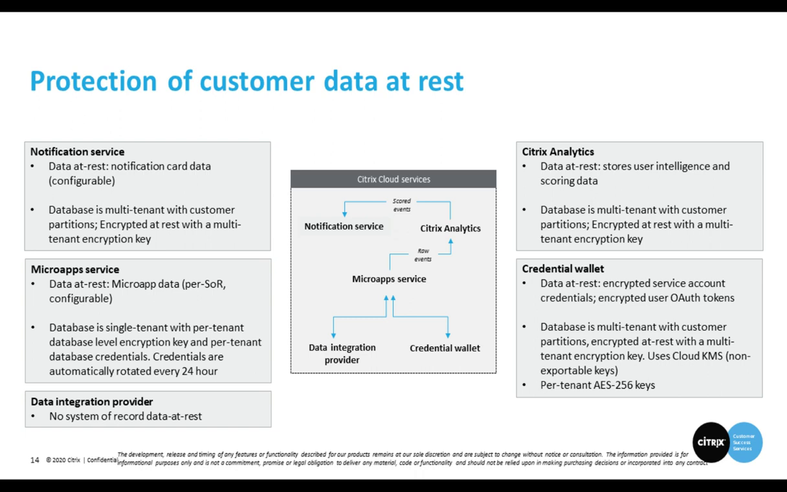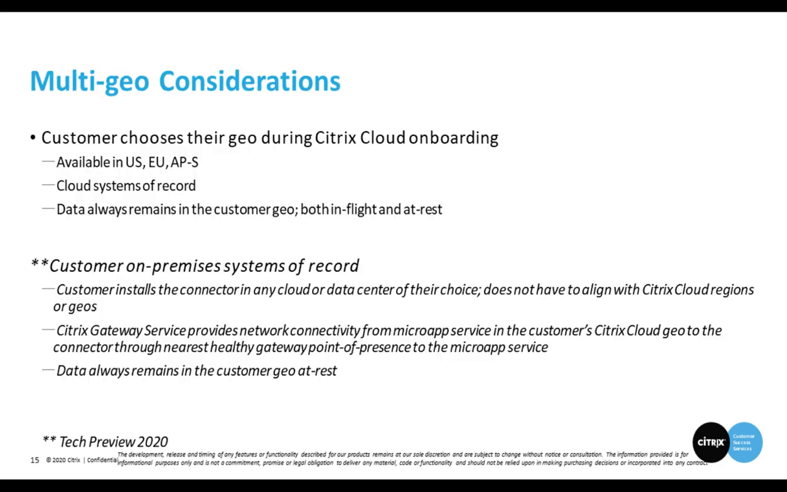And then the database in this case is a multi-tenant database as well with a customer partition dedicated specifically for the customer. It's encrypted at rest with a multi-tenant encryption key that's dedicated for the customer as well. The credential wallet is also one of those items that, as you saw earlier, does store encrypted service account credentials and the encrypted OAuth tokens. That database is a multi-tenant database with a customer partition, again, encrypted at rest with a multi-tenant encryption key, and it uses a cloud KMS for that model to be encrypted properly.